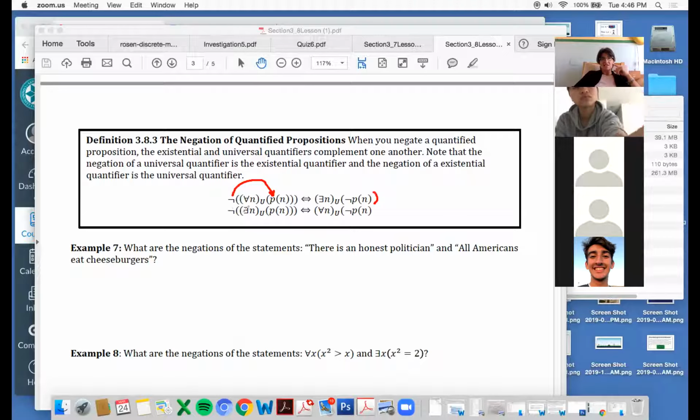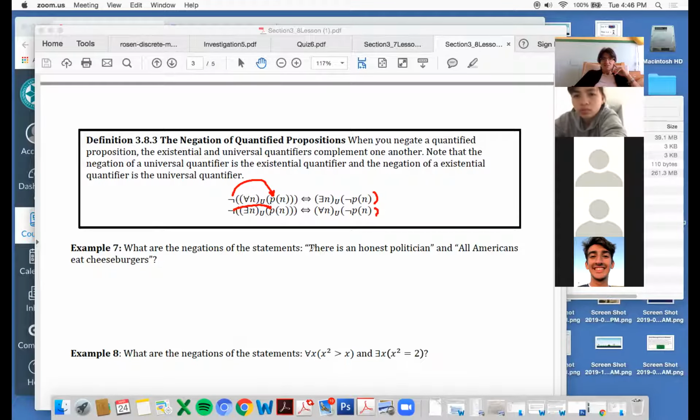Same for negating an existential. In order to distribute the negation to the proposition, the existential is going to become the universal. So again, these are generalized De Morgan's laws. When you distribute a negative, ands become ors, and ors become ands. So the universal becomes an existential, and the existential becomes a universal. Okay, so let's look at a couple of negations.